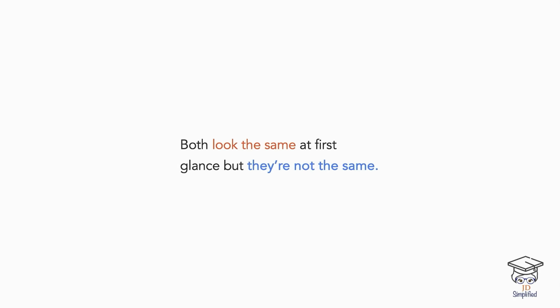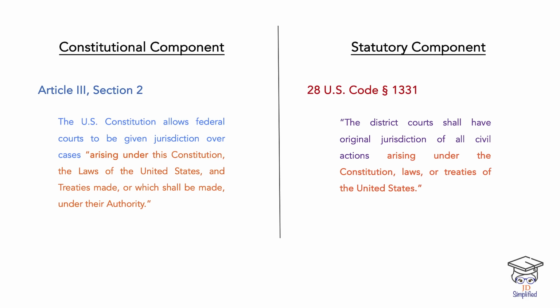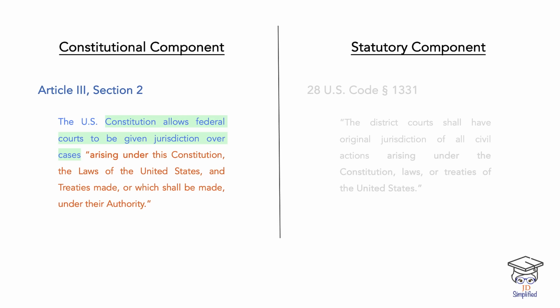Let's take a closer look. Here they are side by side. Allow me please to explain to you the difference. First, notice the constitutional language says the U.S. Constitution allows federal courts to be given jurisdiction over cases. Now, notice the statute says the district courts shall have original jurisdiction over all civil actions, thus and so. Let's talk about the constitutional component first.